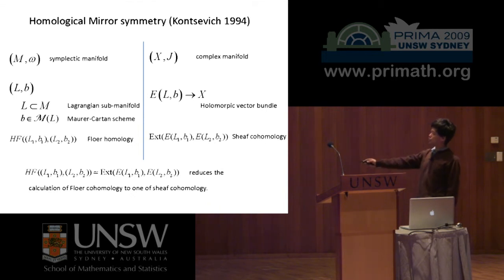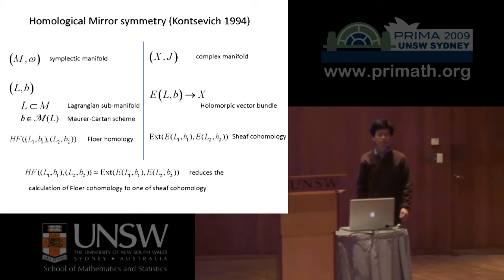So we try to use sheaf cohomology to calculate Floer homology. And let me remind you that if you can calculate Floer homology, you can somehow estimate the number of solutions of some Hamiltonian dynamics. So you use sheaf cohomology to calculate the number of solutions of Hamiltonian dynamics. That's something I think is very, very interesting to do.